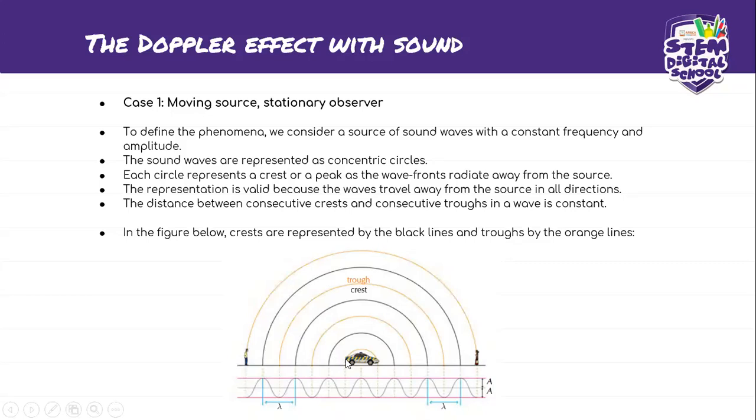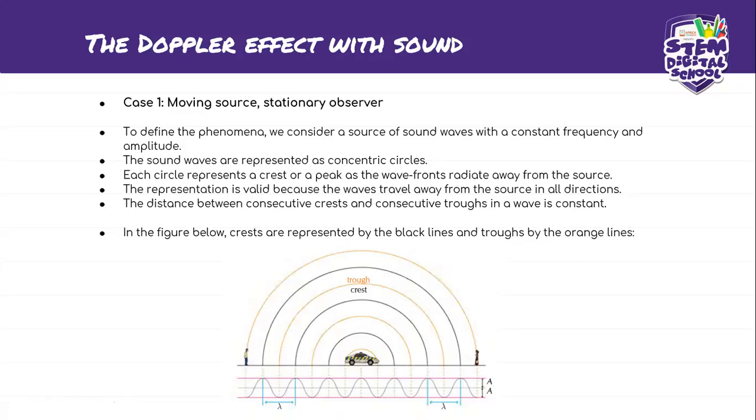So as the siren moves closer to this person, it becomes louder. The pitch, the frequency becomes higher, and from this person, it slowly becomes less as it moves away from this observer here. Okay. So the sound waves are represented by concentric circles.